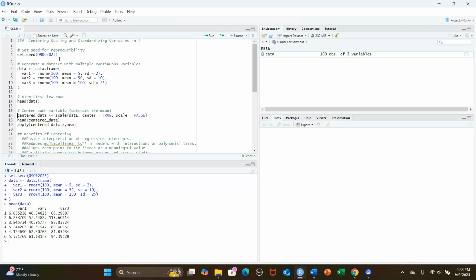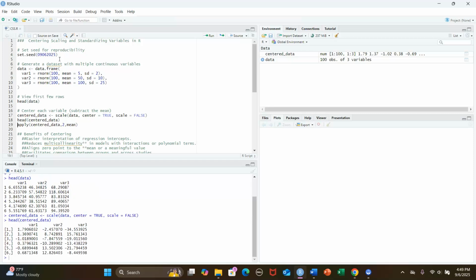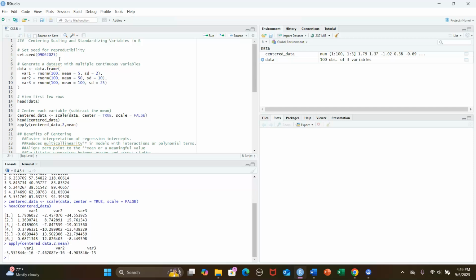First, I want to show you how to do centering. Center each variable, actually, by subtracting the sample mean. So we use the function scale: scale of data, center equal to true, scale equal to false. It has center and scale arguments. Center just means we subtract each observation by its sample mean, so each variable is centered around its own mean. This is what it looks like, and you can take a look at the sample means for the centered data. They're very small, close to zero, which should be the case.